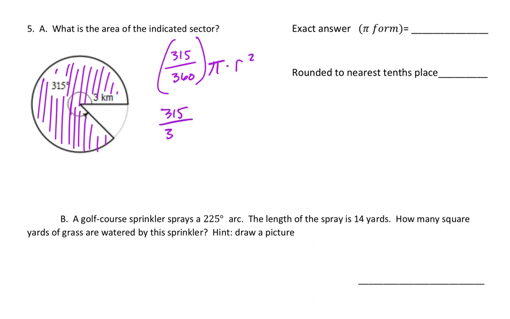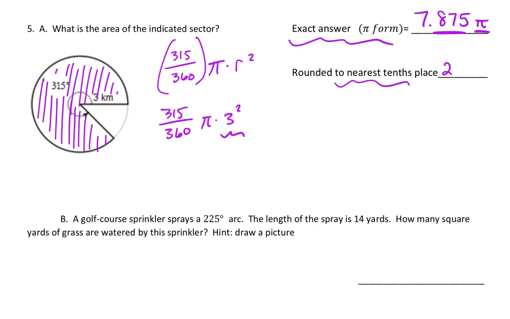Tim, you ready for the calculator? I got 315 divided by 360, and then times pi. Oh, you know what? We're going to leave it in terms of pi. Just 315 divided by 360, and then times 9. That's 7.875. 7.875 pi. Cool. Now let's get an answer to the tenths place, which means we're multiplying the pi by the number now. So we're going to do 7.875 times the pi button. That'll be 24.7. Tim rounded it to the tenths place for us and got 24.7.